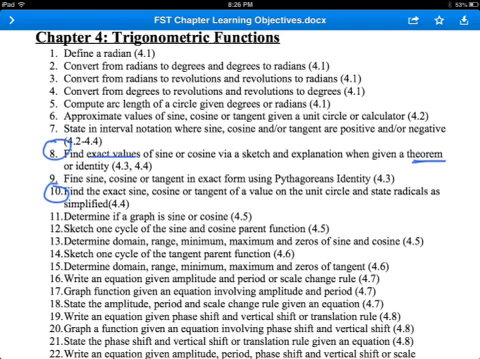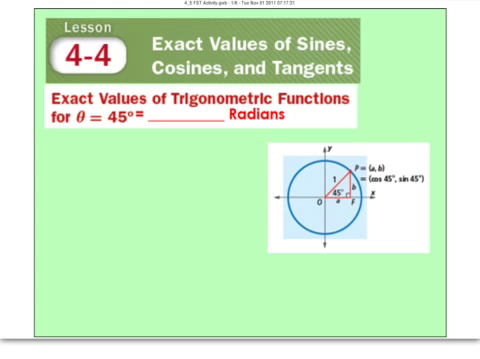Objective number 10 is very similar. This says find the exact sine, cosine, or tangent of a value on the unit circle and state it in radical format. So in this section, basically no decimals are allowed. If there's something that is approximate, it must stay in radical format. So let's get started by looking at an activity related to it.